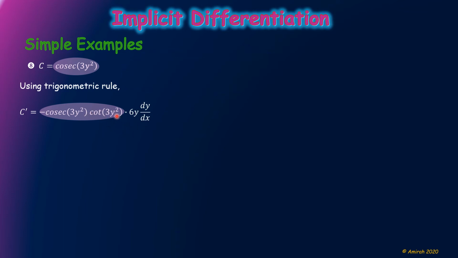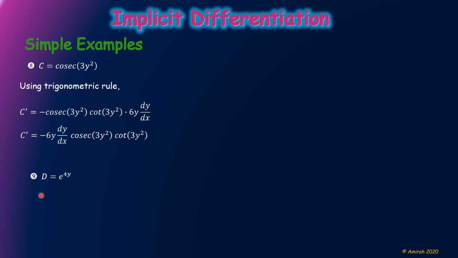Alright. And then we differentiate the inner function 3y squared. When we differentiate 3y squared, it becomes 6y and then dy over dx. After that, we can move 6y dy over dx to the front. So we have negative 6y dy over dx cosec 3y squared cot 3y squared. Right?